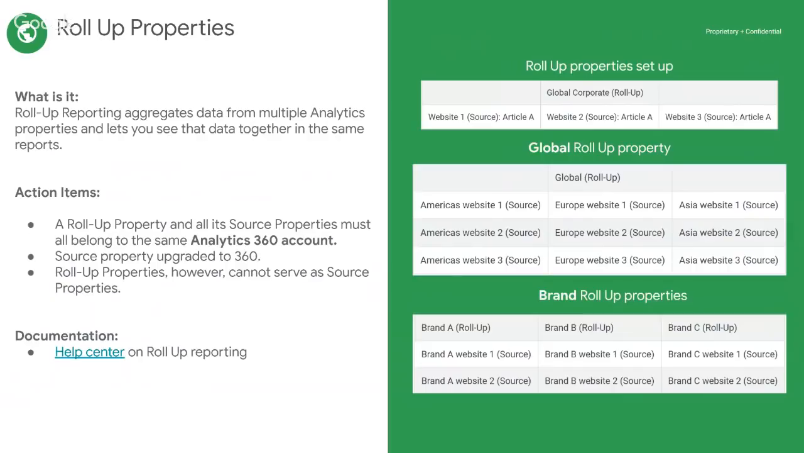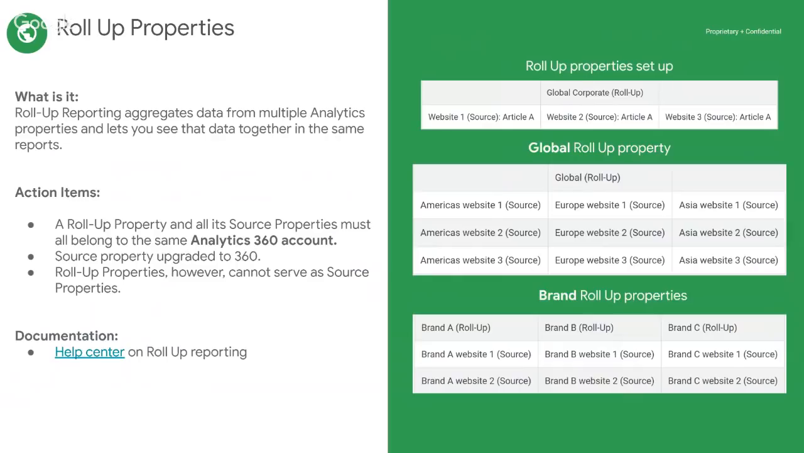And finally, I want to touch base on the importance of rollup properties. Rollup properties aggregate data from multiple analytics properties and let you see that data together in the same reports. It can include data from both web and app properties. The importance of a rollup property is that when you have user ID or client ID implemented as a custom dimension, it can stitch together and deduplicate your sessions, and you have an overall view of all your source properties that are linked to that rollup property, the parent property.